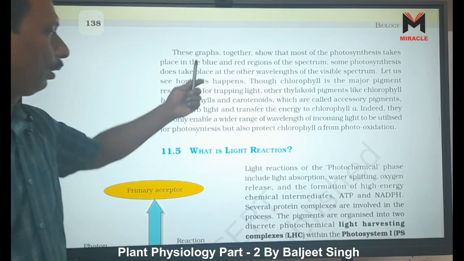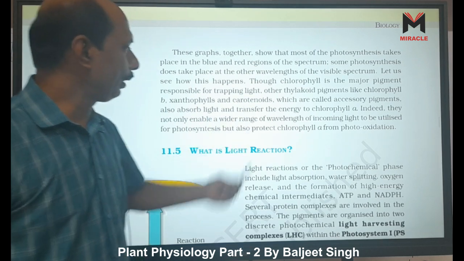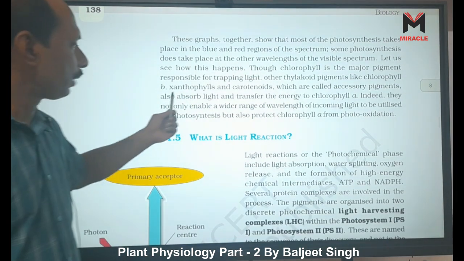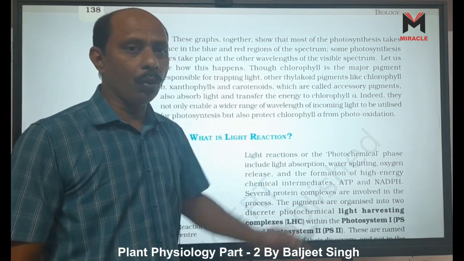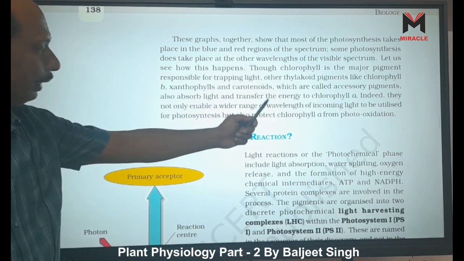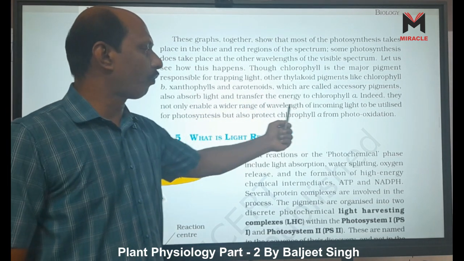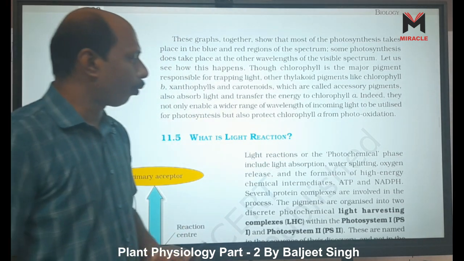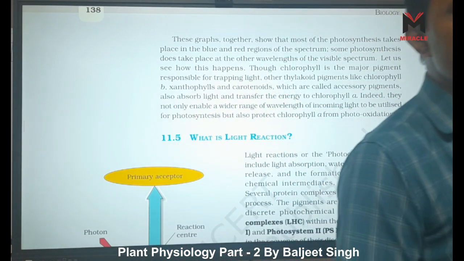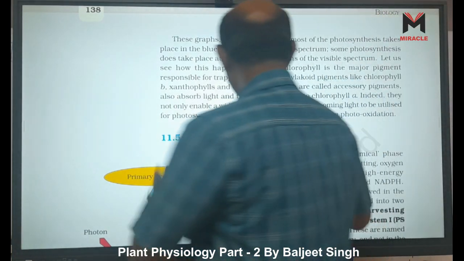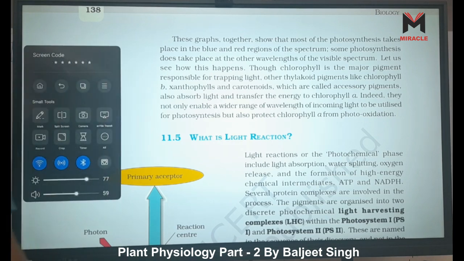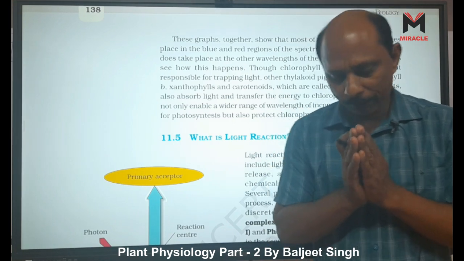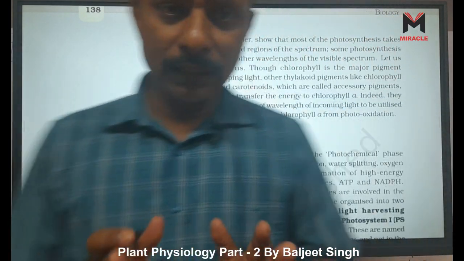Chlorophyll b, xanthophyll, and carotenoids are called accessory pigments. They also absorb light and transfer it to chlorophyll a. That's why they not only enable a wider range of wavelengths of incoming light to be utilized for photosynthesis, but they also protect chlorophyll a from photooxidation, right? Photooxidation, because photolysis of water occurs at photosystem II.